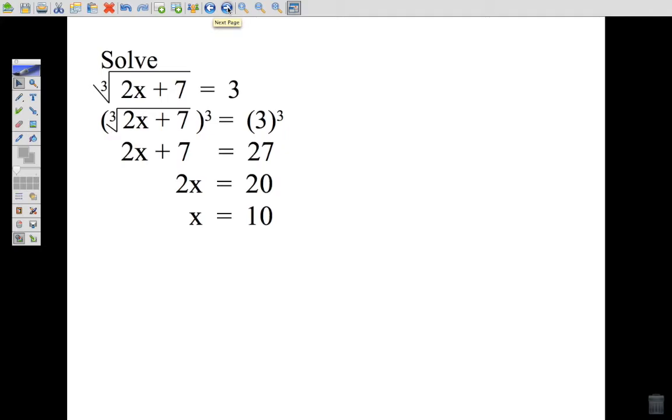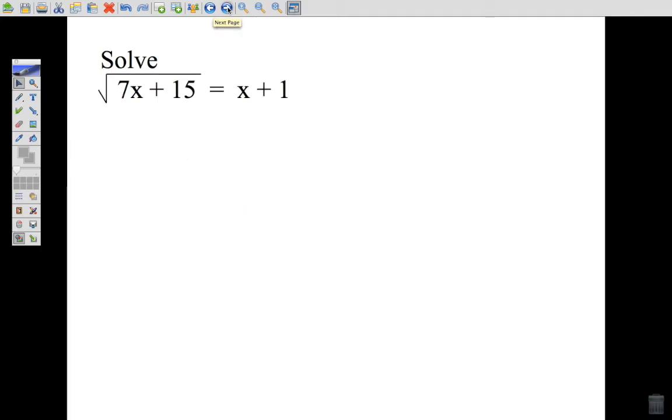One final example. A little bit more complex because you have a variable on both sides, but the first thing you need to do is get rid of that radical. So the opposite of square rooting is squaring. So we have to square both the left and the right side. Now be very careful on the right side. You cannot distribute that square into the parentheses when it's a sum or a difference. It just doesn't work that way. You need to take x plus 1 times x plus 1. You're squaring the entire binomial.